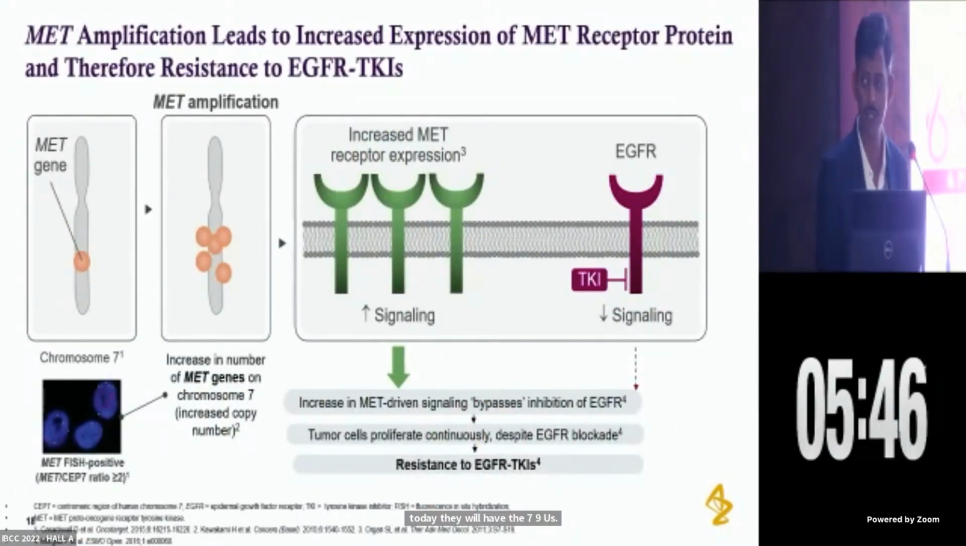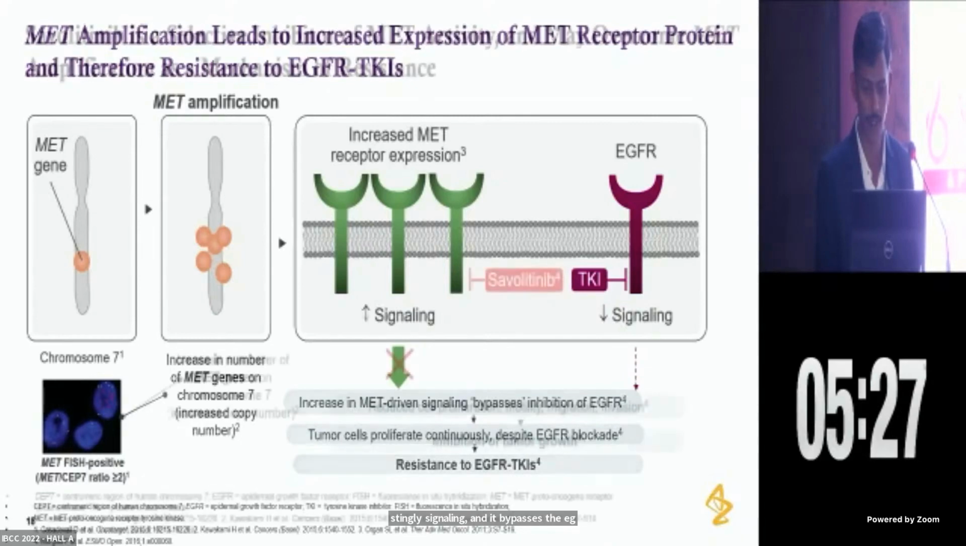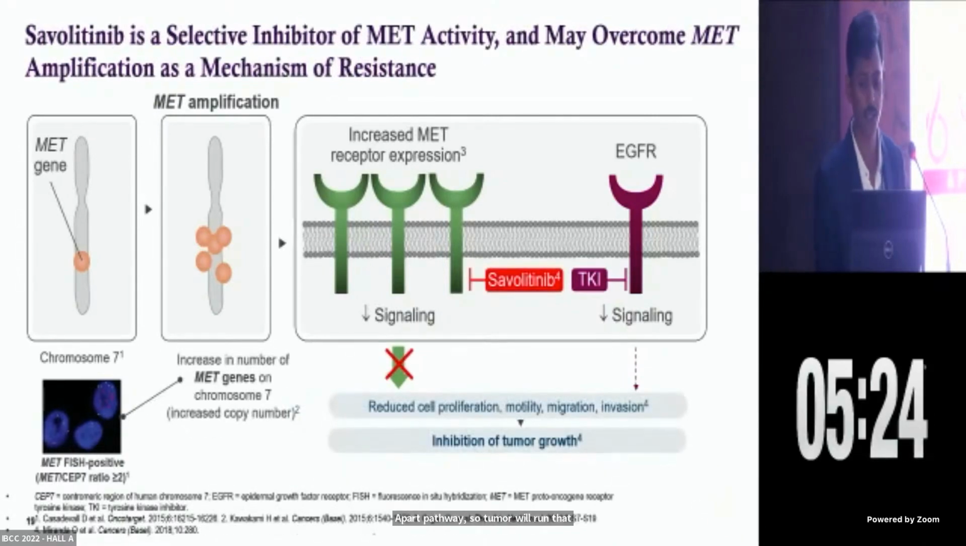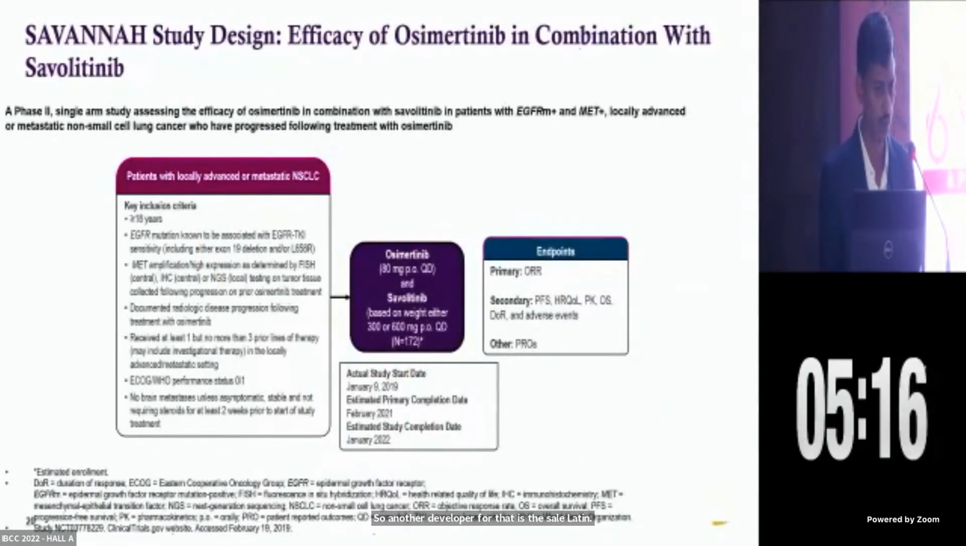The MET gene, we know, lies on chromosome 7 and is detected by the gold standard FISH test. Increased gene copy number leads to increased MET expression and increased downstream signaling, and it bypasses the EGFR pathway. So the tumor will proliferate continuously in spite of EGFR blockade. Another drug developed for that is savolitinib. It will block the MET pathway, while the EGFR pathway will be blocked by osimertinib. The same study was conducted on savolitinib, a phase 2 trial.